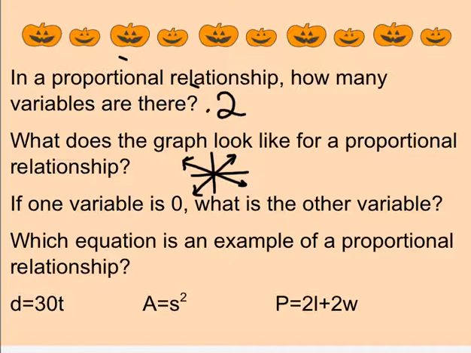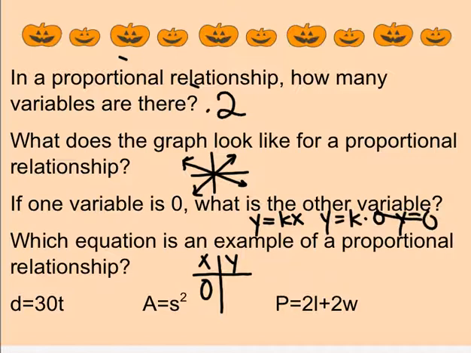If one variable is 0, what is the other variable? Well, what they're saying is, let's make a table, x and y. If x is 0, and we plug it into our equation, y equals kx, that means that y equals k times 0, so y is 0. So if one variable is 0, the other variable is 0. That's what makes it go through the origin. So regardless, if y is 0, if x is 0, we know that the other variable is 0.